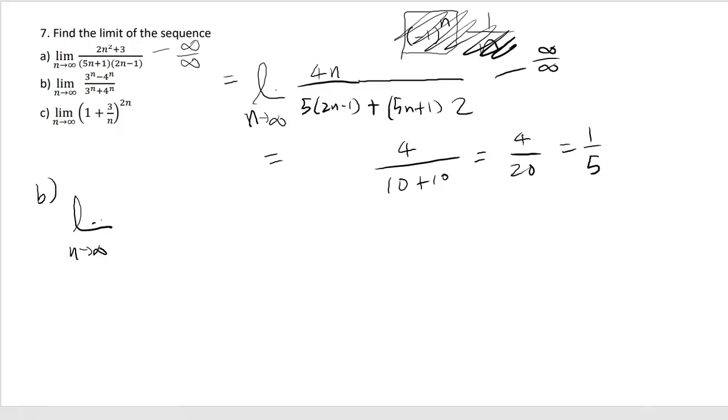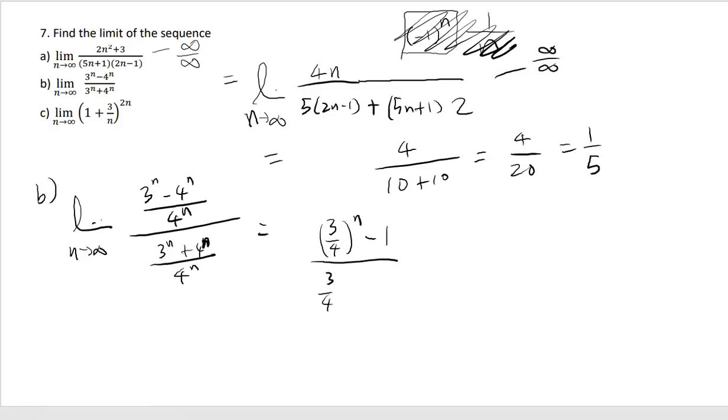n going to infinity, 3 to the n minus 4 to the n divided by 4 to the n. Also 3 to the n plus 4 to the n, and you divide this by 4 to the n. 3 to the n over 4 to the n is 3 over 4 to the nth power, and 4 to the n divided by 4 to the n is 1.